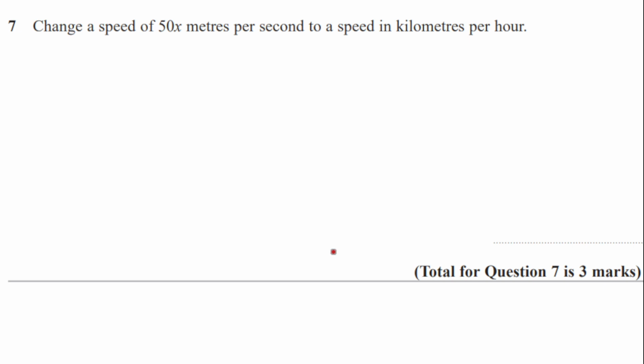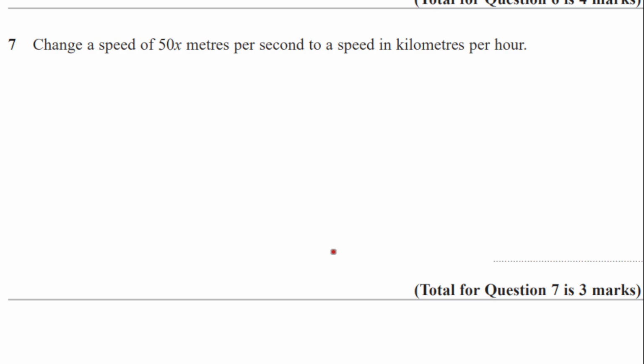Question 7 is 3 marks. It's a tricky one, but let's do it. The question says change a speed of 50x meters per second to a speed in kilometers per hour. You can pause and try it yourself.